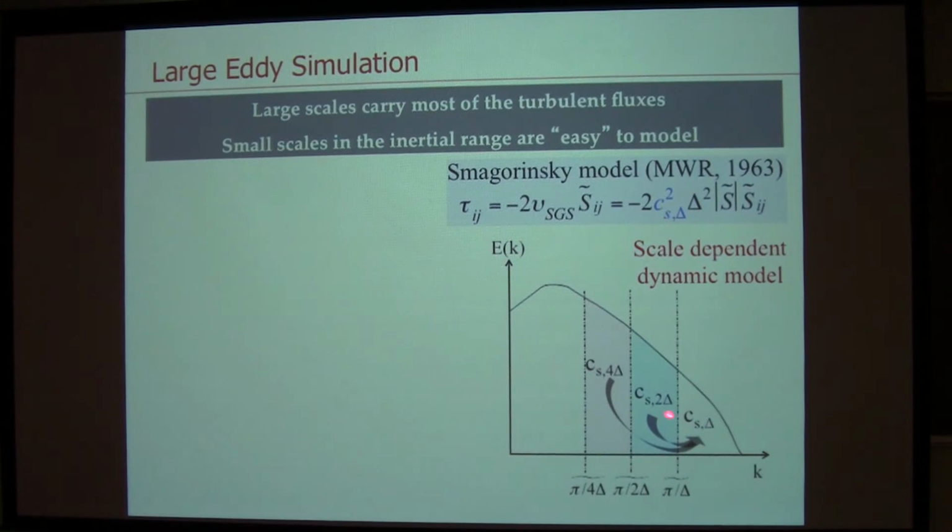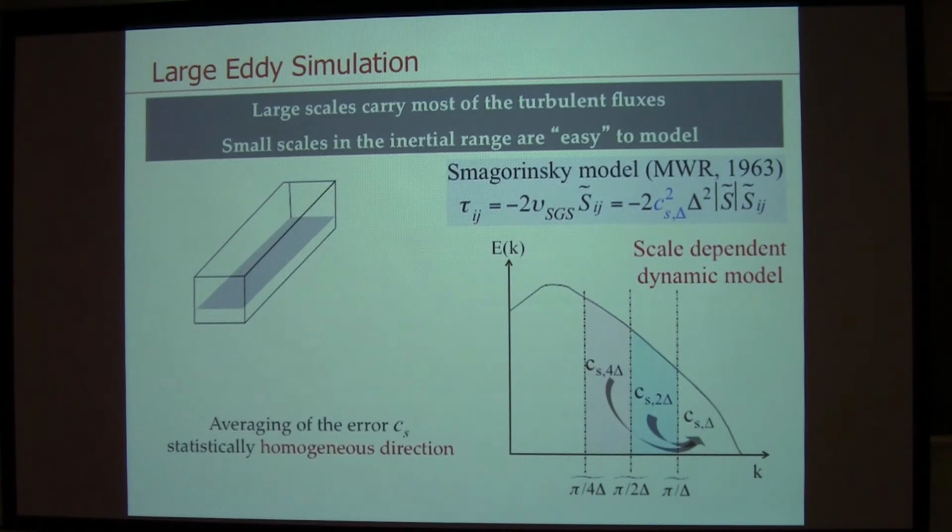scale-dependent dynamic model, where we try to look at the smallest resolved scales between the grid scale delta and 2 delta, and between the grid scale delta and 4 delta. So these are the smallest resolved scales, which should look like the unresolved scales. And we try to learn from these scales how we would model these scales. So we try to get the model constant dynamically from these.